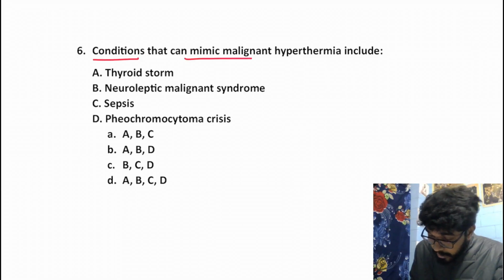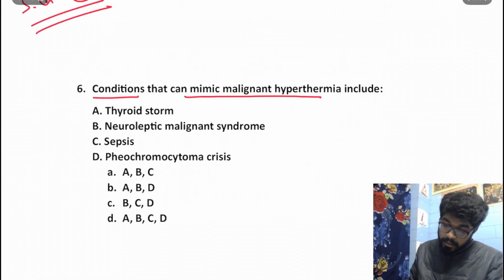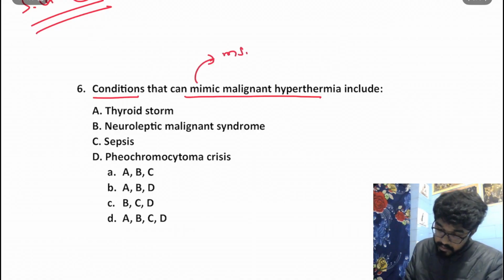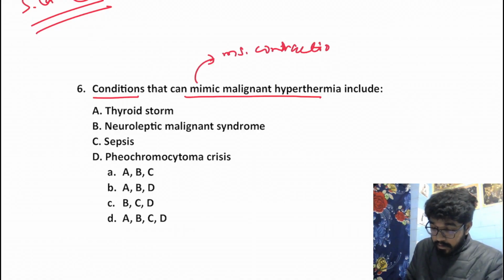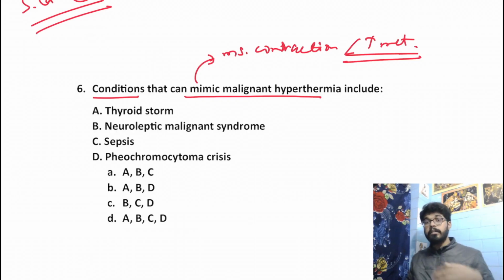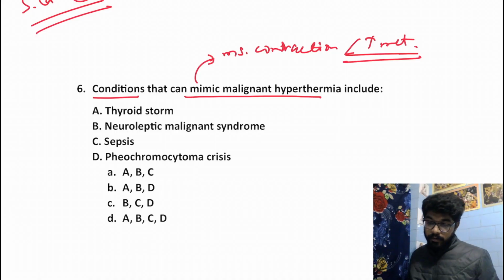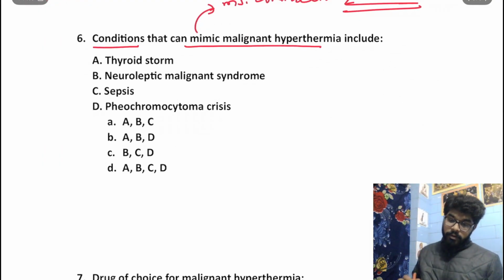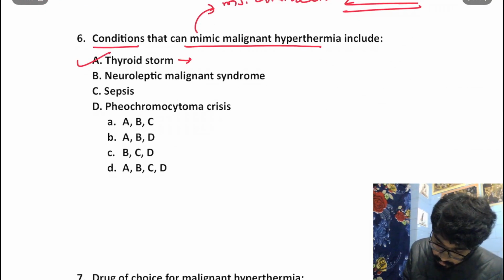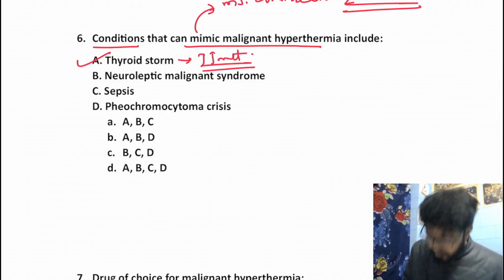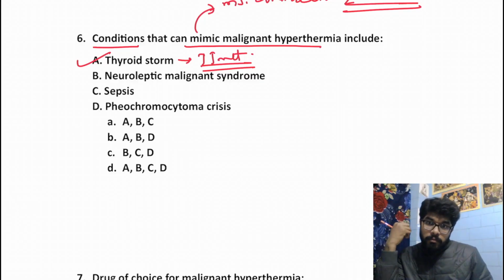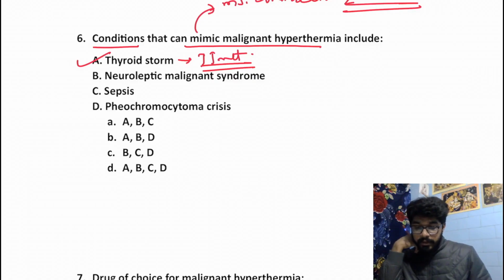Conditions that can mimic malignant hyperthermia. Now, remember that malignant hyperthermia is characterized by muscle contraction, and a state of hypermetabolism, characterized by increased temperature, increased blood pressure, increased heart rate, right? Those things. Increased oxygen demand. Okay. So, if you have a look at thyroid storm, yes, thyroid storm, there would be increased metabolism, a state of hypermetabolism, increased temperature, tachycardia, blood pressure, increased oxygen demand. So yes, it would mimic malignant hyperthermia.